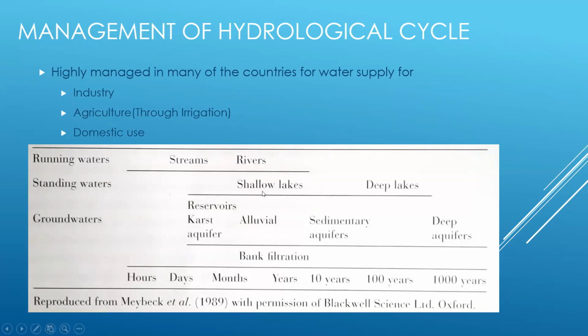Now, running waters generally retain in days or hours, and you can see the retention time for different types of water resources. Standing water in shallow lakes and deep lakes may be in years or 100 years. But groundwater aquifers, deep aquifers, might contain waters for thousands of years. So the management strategy has to be changed based on the availability of water, the source of water, as well as the period of retention.